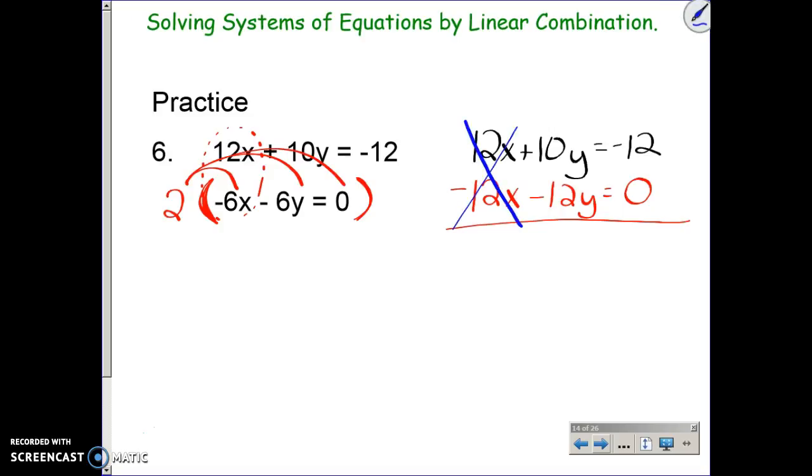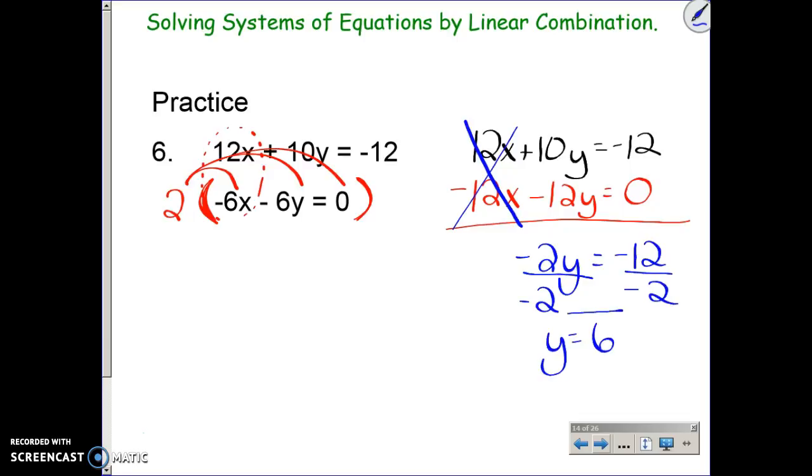Those two are going to go away. 10 minus 12 becomes negative 2y. Negative 12 plus 0 is still negative 12. Super easy algebra equation. Divide by negative 2, and y equals 6. Huzzah! I got the first answer. Not quite done yet. Still got to solve for x, so let's go back to our originals.